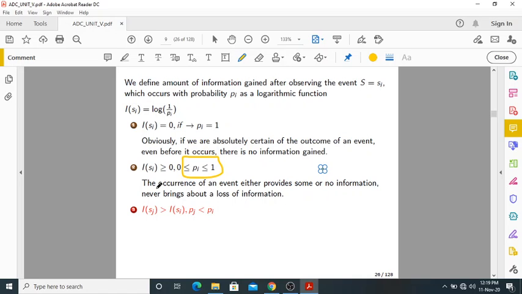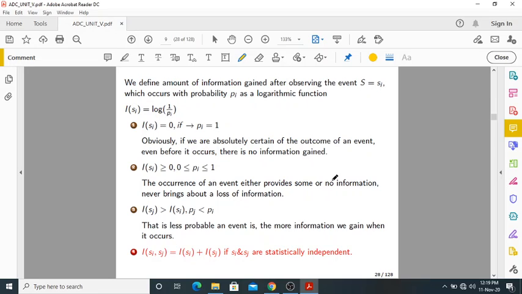Now the third property is very, very simple. What do you mean by that? If Pi is more than Pj, the information would be reversed. Sj will be having more information compared to Si. So this is from this property only. The third property says the information will be inversely proportional to the probability of occurrence. If Pi has more probability, it gives very less information.